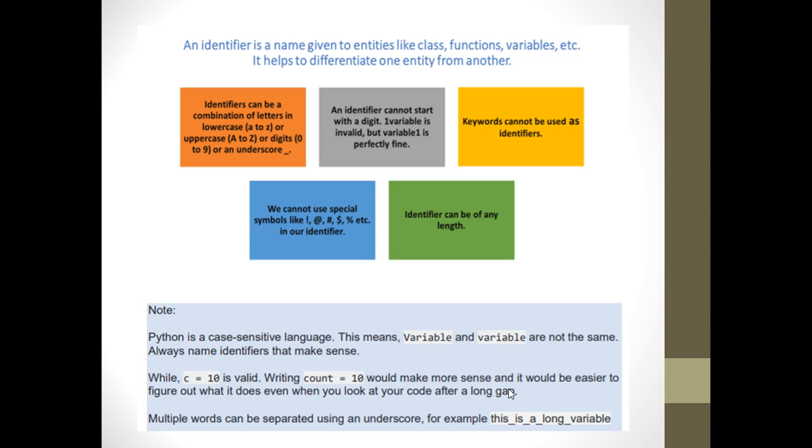Now, there are certain rules for an identifier. An identifier can have uppercase, lowercase alphabets, digits, or an underscore. Please remember this. An identifier cannot start with a digit. I cannot have 1count, I cannot have 1variable, but I can have variable1. That is, it should begin with an uppercase or lowercase alphabet. It cannot begin with a digit.